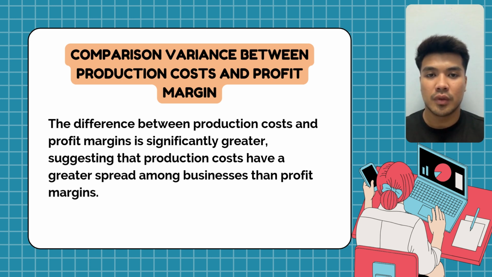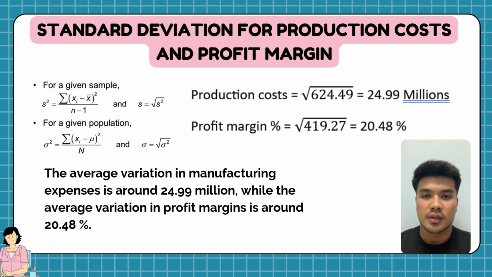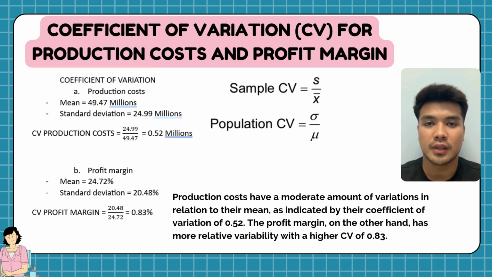Comparison of variance between production cost and profit margin. The difference between production cost and profit margin is significantly greater, suggesting that production costs have a greater spread among businesses than profit margin. Standard deviation for production cost and profit margin. The average variation in manufacturing expenses is around 24.99 million, while the average variation in profit margin is around 20.48%.